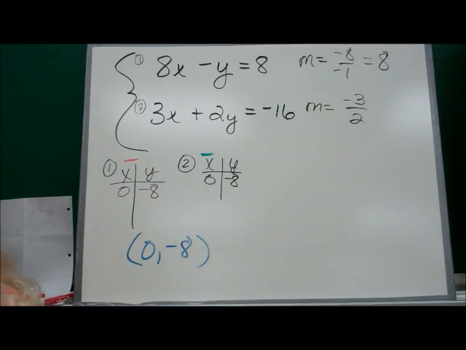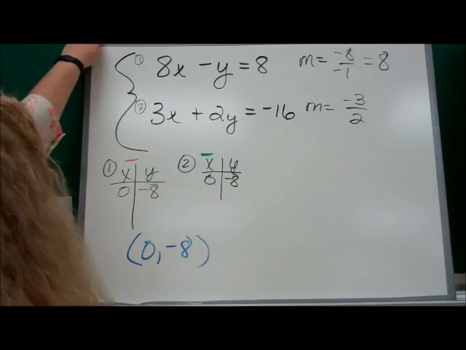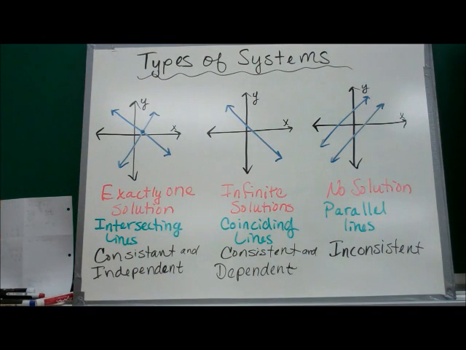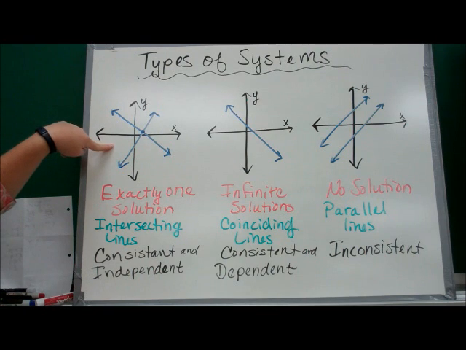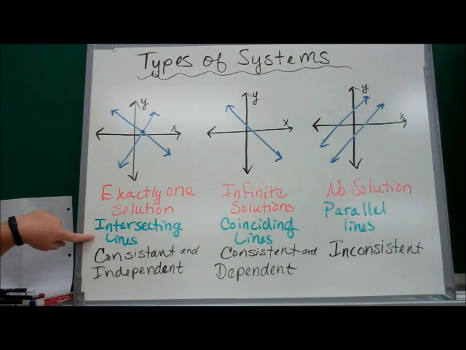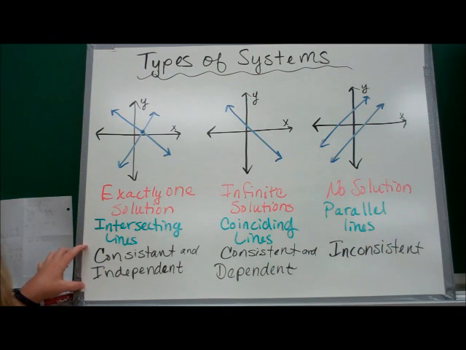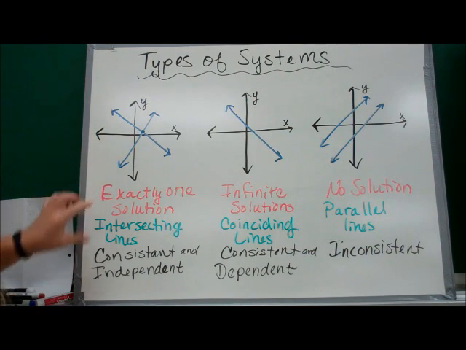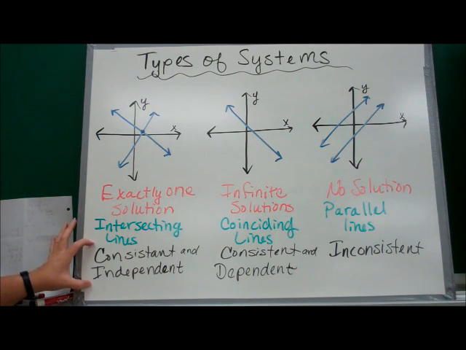Okay. Types of systems. There are 3 types of systems. The type that we just got done seeing, where there is exactly one solution. The lines are intersecting. They are said to be consistent and independent. So if I ask you to classify the system, I want to see consistent and independent when you have a pair of intersecting lines.